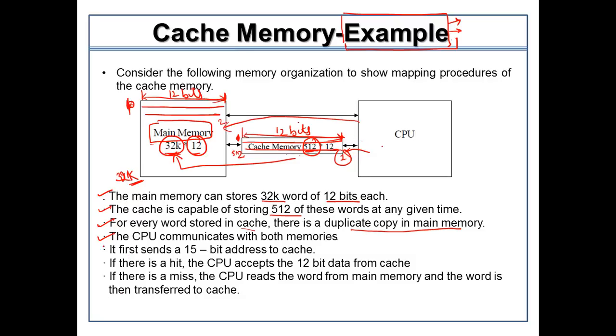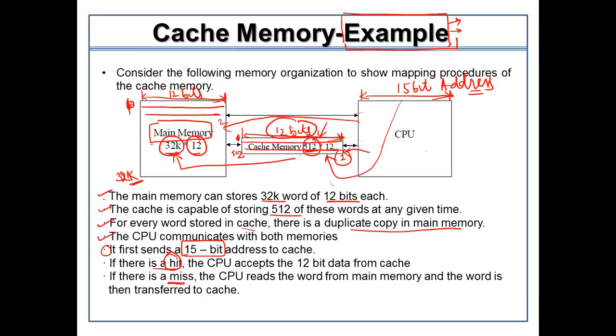So what will happen? The CPU will send a 15-bit address. The address size of the CPU is actually 15 bits, which the CPU will send. Okay. And if there is a hit, first of all, these 15 bits are sent to the cache memory. So if data is present, it means if it is a hit, the CPU will accept the 12-bit data from the cache. This 12-bit data which is stored in the cache memory, the CPU will accept and will use it.